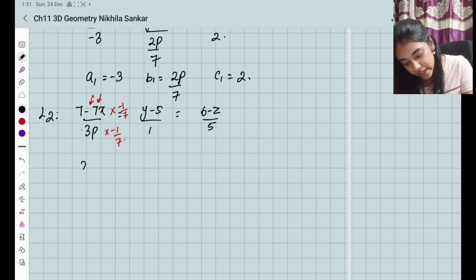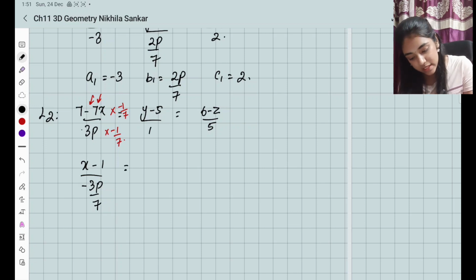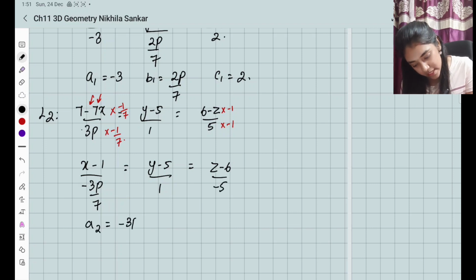So when I do this, I have x minus 1 divided by minus 3p divided by 7. புரியுதா? Equals, இது standard formula தான் இருக்கு. y minus 5 divided by 1 equals, this again I have to multiply by minus 1. So multiply by minus 1. I have z minus 6 divided by minus 5. இப்போ a2 equals minus 3p divided by 7. b2 equals 1 and c2 equals minus 5.